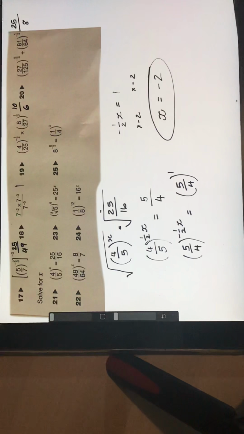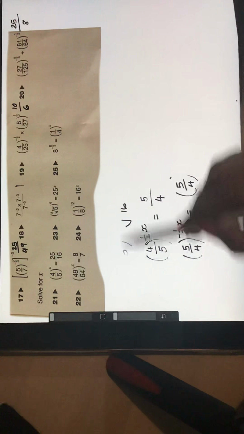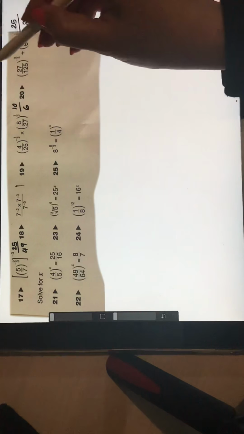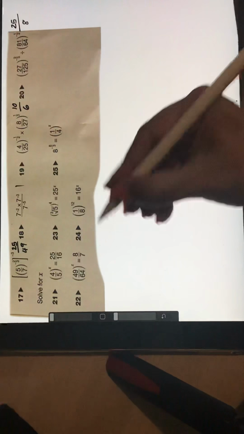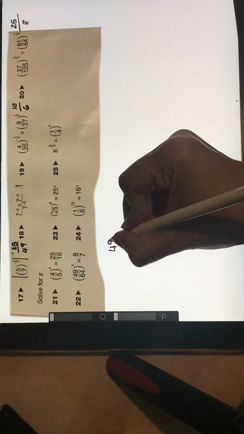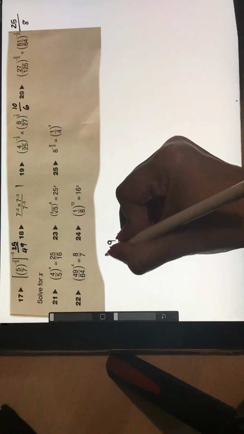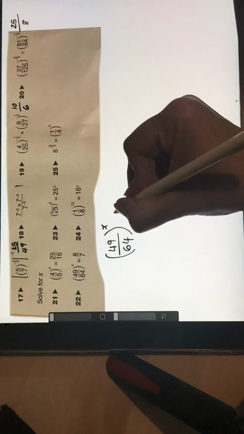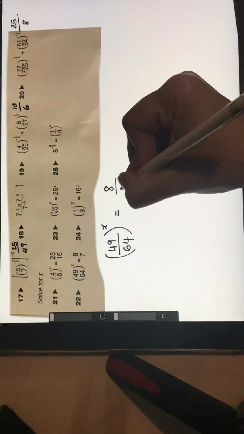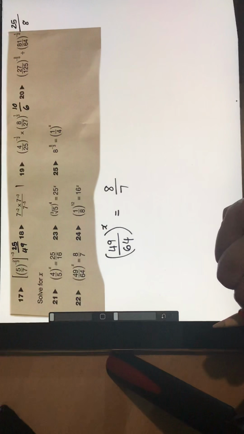Remember, the base numbers must be the same before you can do anything with them. Right. For number 22, we're going to use a similar method. We're going to say 49 over 64 to the power of x is equal to 8 over 7.